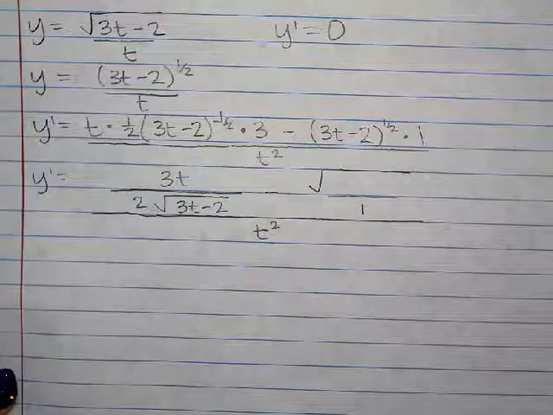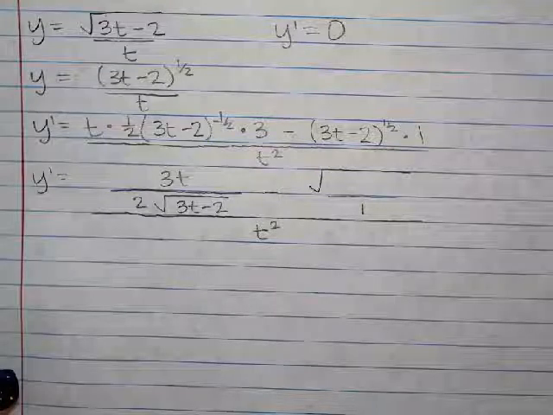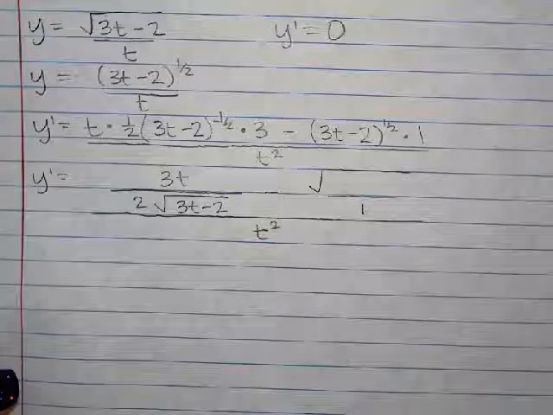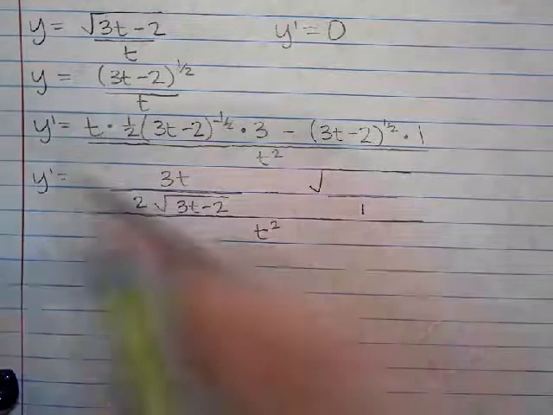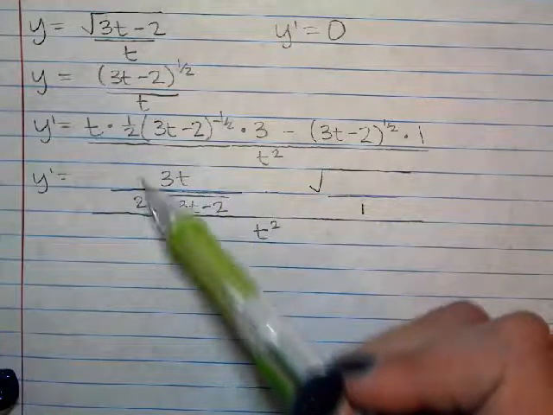Okay, so the 1/2 is right here, 1/2. The t is right there, 3 is right there, this is right there. So the first piece is taken care of. And then this is just on top because it's positive.